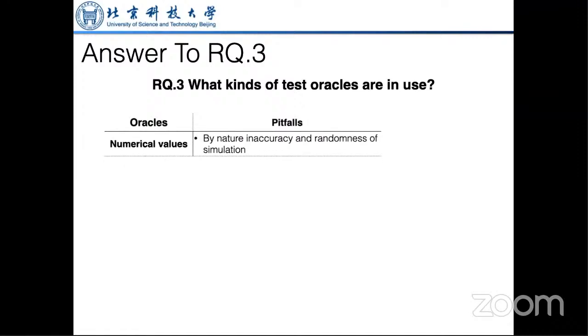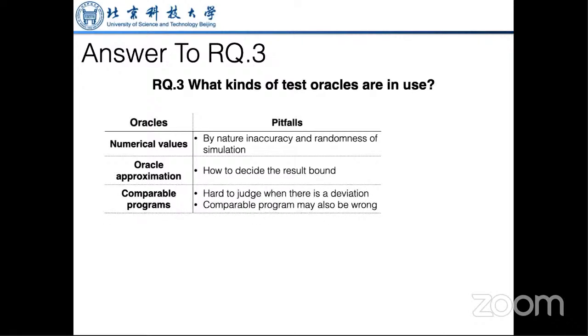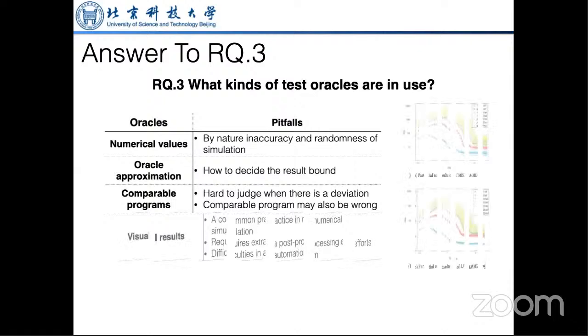First, we use numeric values as test oracles. However, because our programs are by nature inaccurate, the program outputs never match those values. A simple alternative, called oracle approximation, is to determine an error bound. However, how to define such a bound is another form of the oracle issue. We also used comparable programs as test oracles. However, when our program is different from the comparable program, there's always a dispute about which program is correct, because the comparable program may also be wrong.